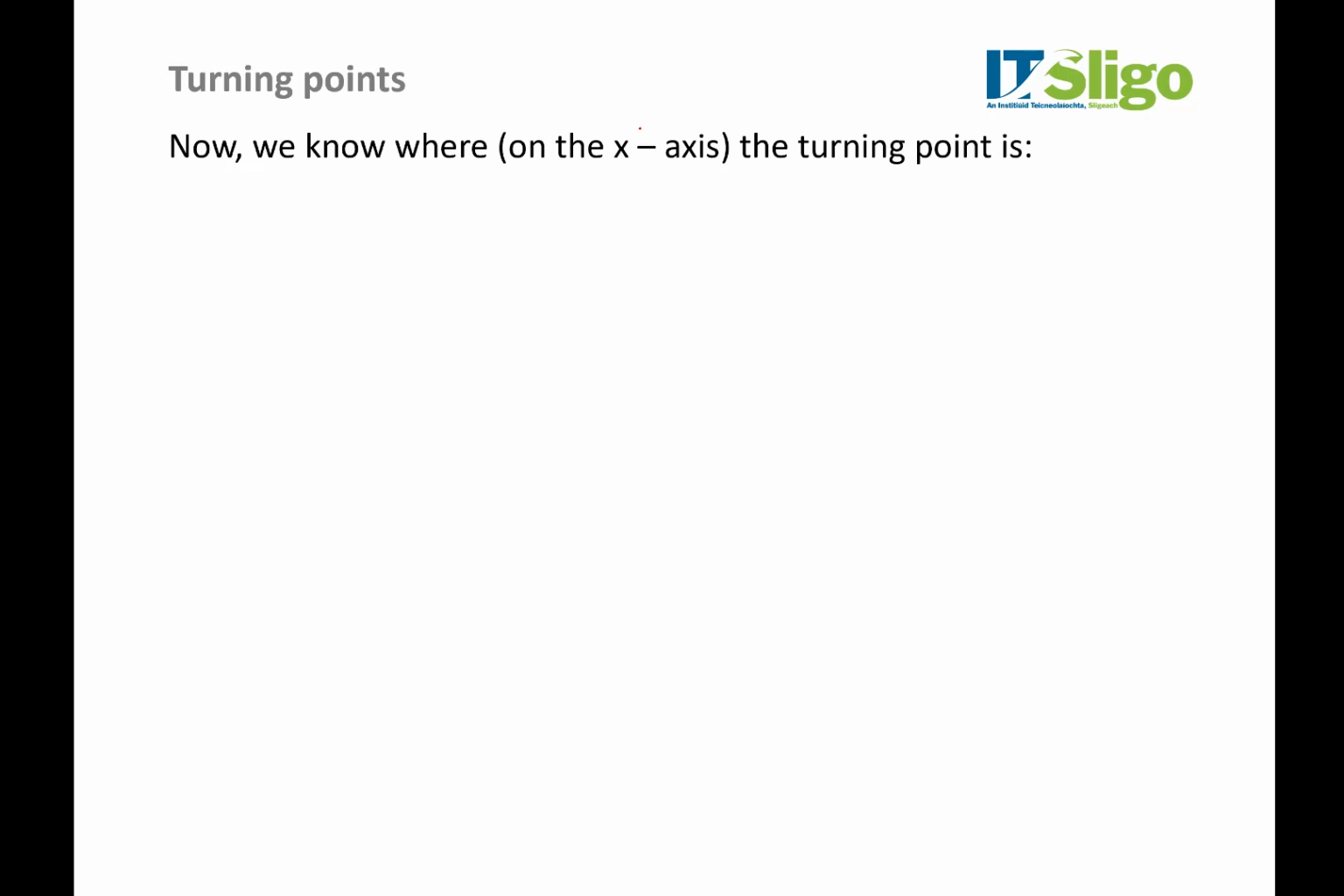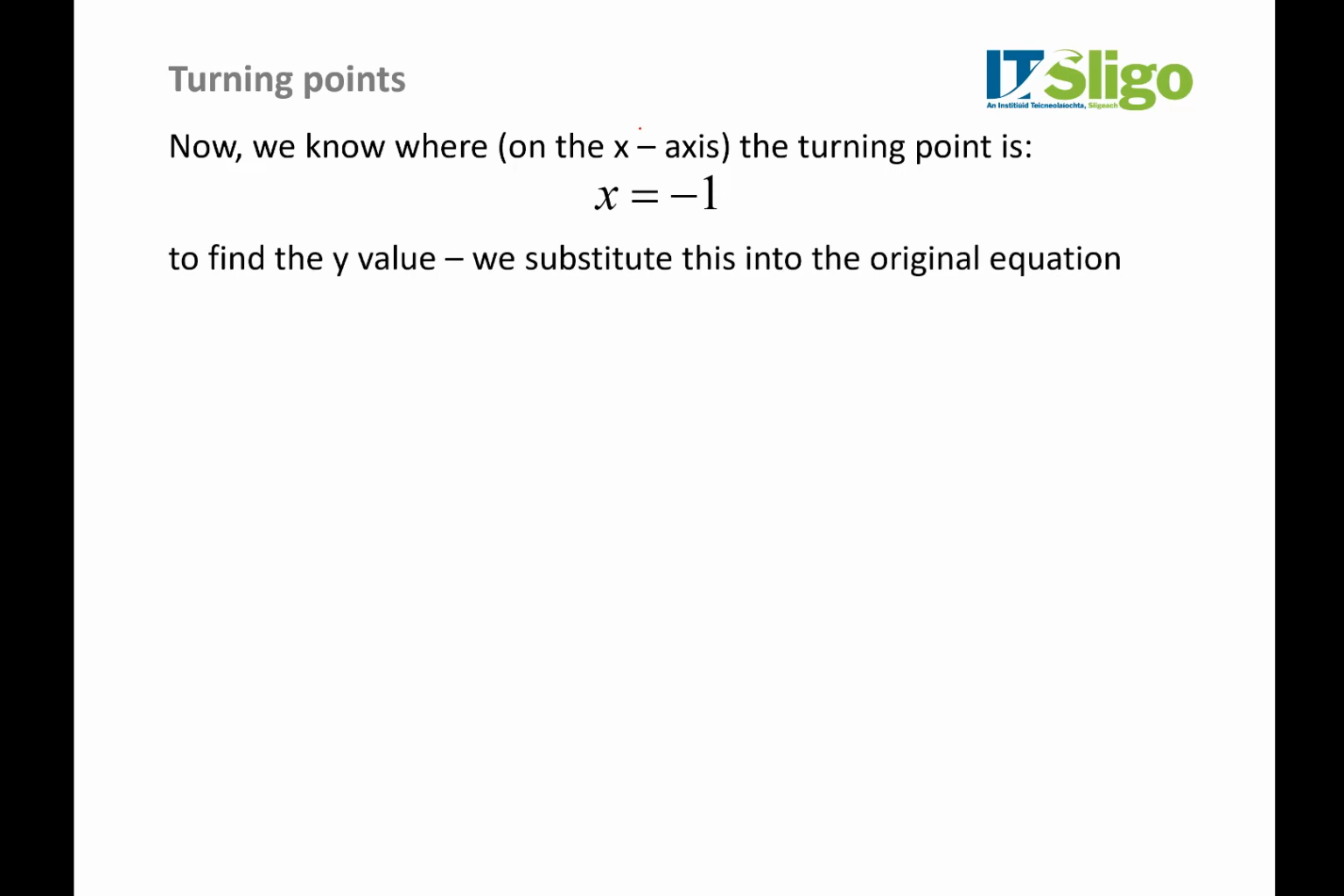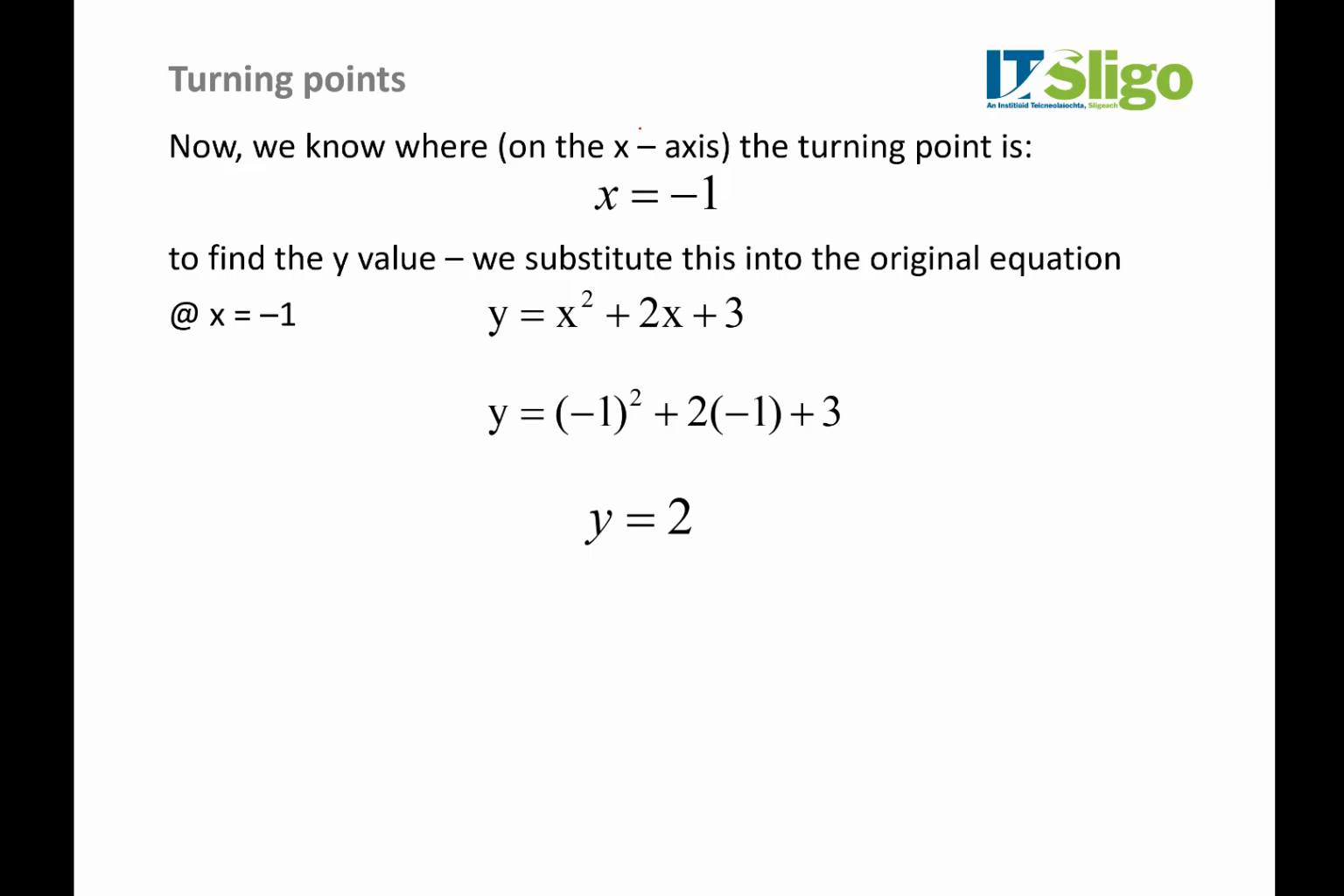So now we know on the x-axis where the turning point is, at minus 1. To find the y value, we substitute this x value into the original equation. And then get your calculator or work it out in your head, preferably. We get y is equal to 2. So now we know our turning point occurs at (-1, 2).